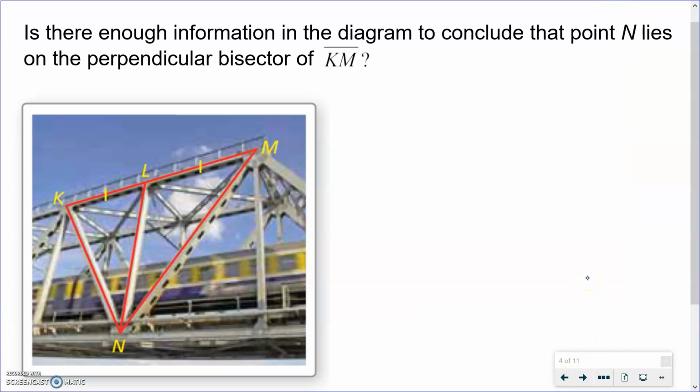The first is, is there enough information on this diagram to conclude that point N, which is right here, lies on the perpendicular bisector of KM? Okay, so we see that KM is here and it's being bisected, but the answer is no, because we would need to know that these two angles here, angle MLN and KLN, would need to be right angles. If this was here, we could say yes, but since it is not, we cannot.